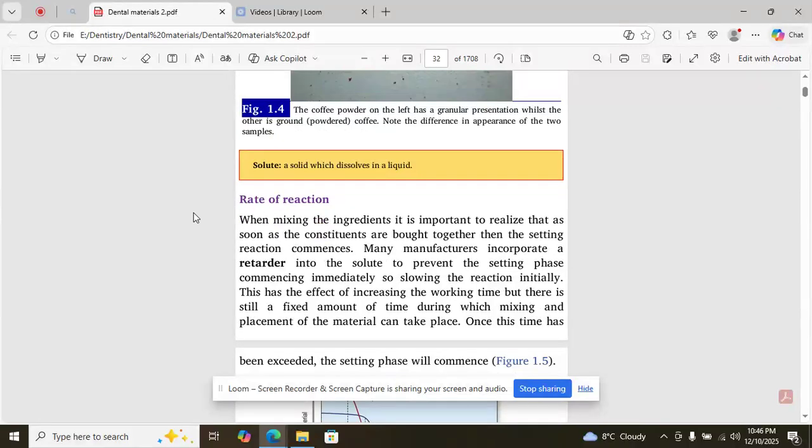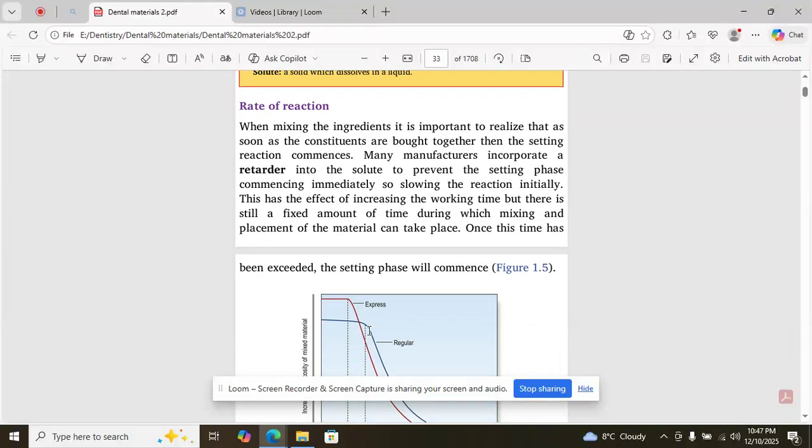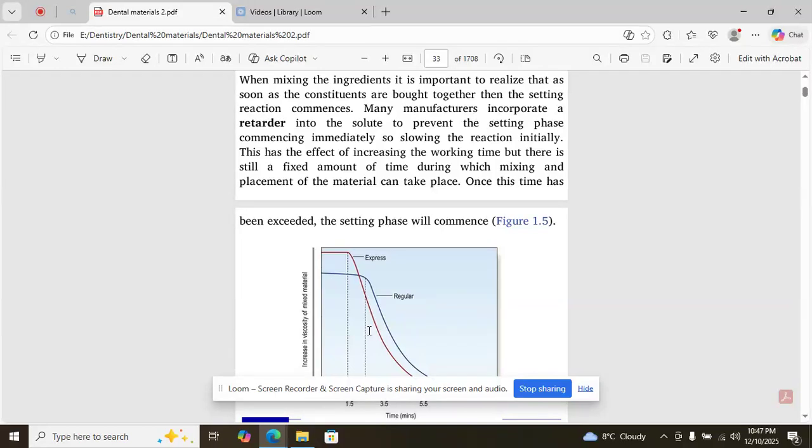Rate of reaction. When mixing the ingredients, it is important to realize that as soon as the constituents are brought together, then the setting reaction commences. Many manufacturers incorporate a retarder into the solute to prevent the setting phase commencing immediately, so slowing the reaction initially. This has the effect of increasing the working time, but there is still a fixed amount of time during which mixing and placement of the material can take place. Once this time has been exceeded, the setting phase will commence.